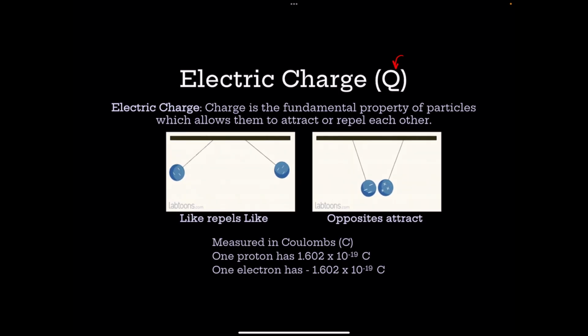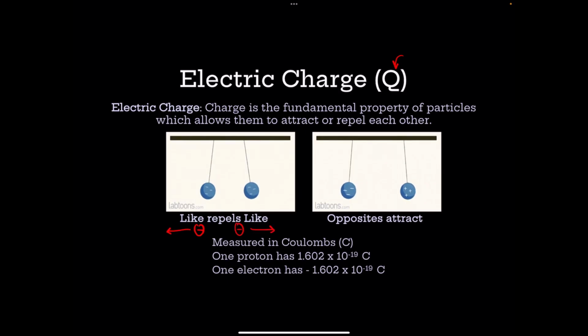We can have negative, positive, or neutral charges, and here in these two pictures we see that when we have two negative charges, they will repel, and when we have opposite charges, like one negative and one positive, they will attract. The charges are measured in coulombs. One proton has 1.6 times 10 to the negative 19 coulombs, whereas one electron has negative 1.6 times 10 to the negative 19 coulombs.